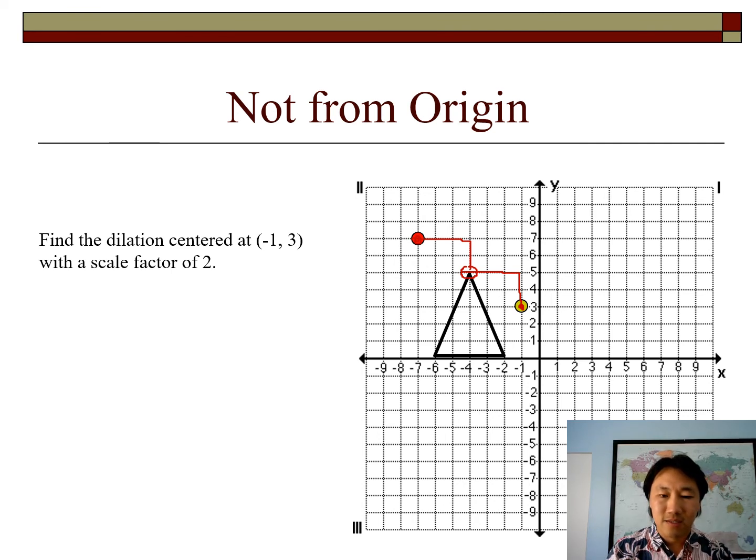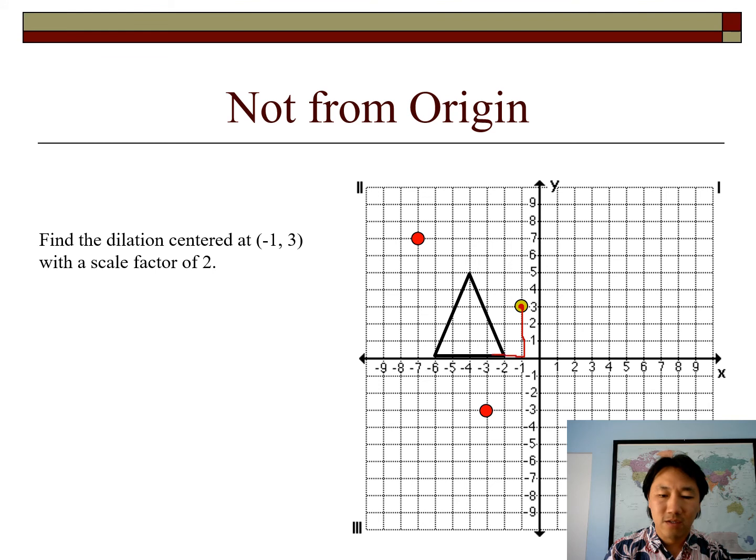And then the next point. Let me erase this. To get the next point, it looks like you're going to go down 3 and over 1. So you're going to do that twice. Down 3 and over 1. And there is our second point. I'll erase that now.